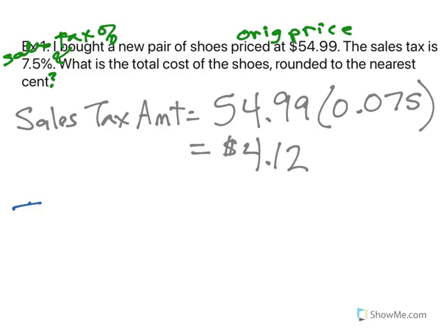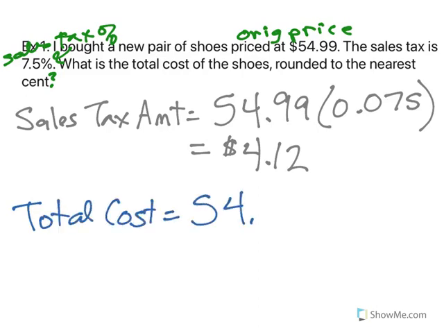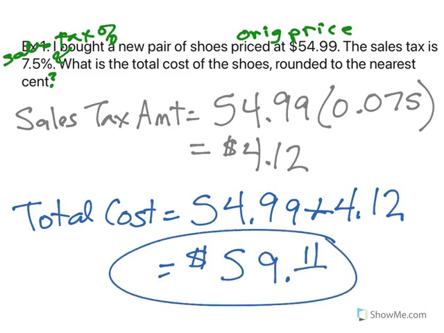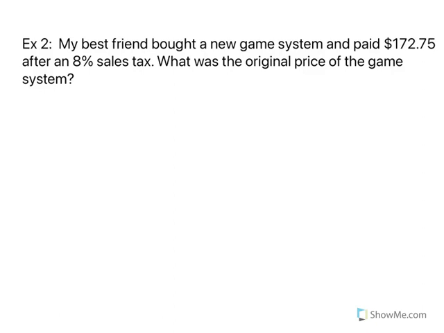So to find the total cost, I take the sticker price, $54.99, and I add to it the sales tax amount. So the total cost of these shoes would be $59.11. So sometimes it's not a matter of, oh, I've got $55 in my pocket. That's not enough to buy a pair of shoes for $54.99 because you need to take into account the taxes. Let's do one more example.